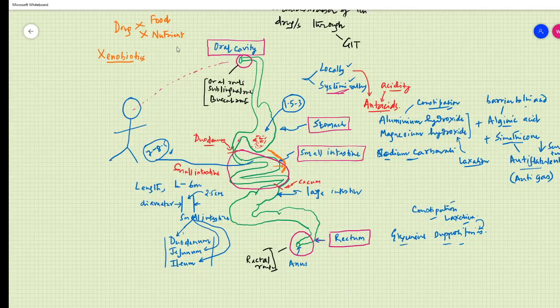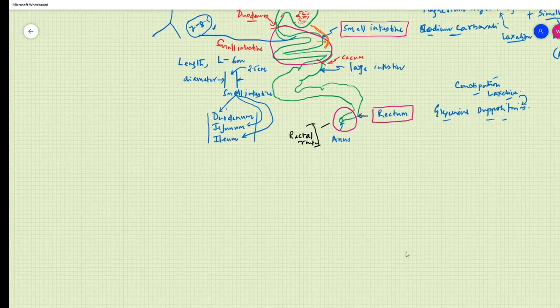The other thing to remember is that theoretically the drug that we administer can be absorbed from the oral cavity, the esophagus, the stomach, the small intestine, the large intestine, and the rectum. But that is theoretical. Maximum absorption takes place at the oral cavity, at the small intestine, and at the rectum. Initially we gave an example of a local action at the rectal route, glycerine suppositories, but the rectal route can also be used for systemic absorption.